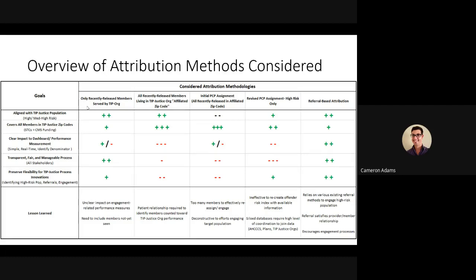Instead of reinventing the wheel to identify members that are at high risk, we're relying on TIP justice organizations to appropriately refer those members. This makes it so that there is an established patient-provider relationship so that we can share denominator lists. It also makes it so that the TIP justice organizations are aware of the individuals that we are holding them to for these performance measures, so that you can engage with them and increase performance.